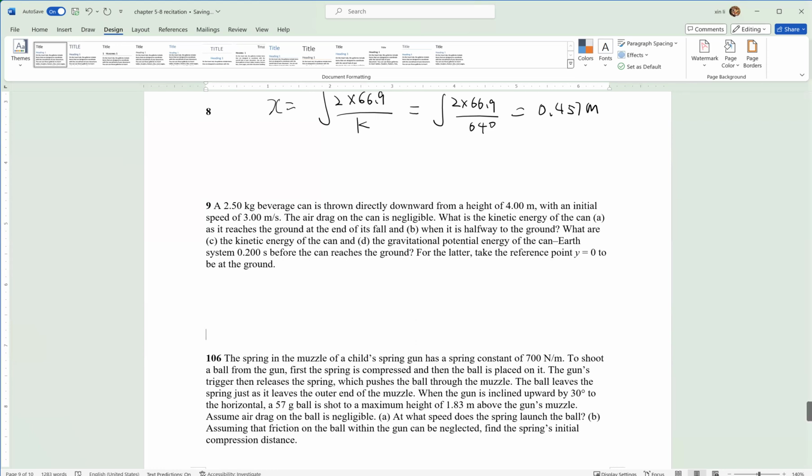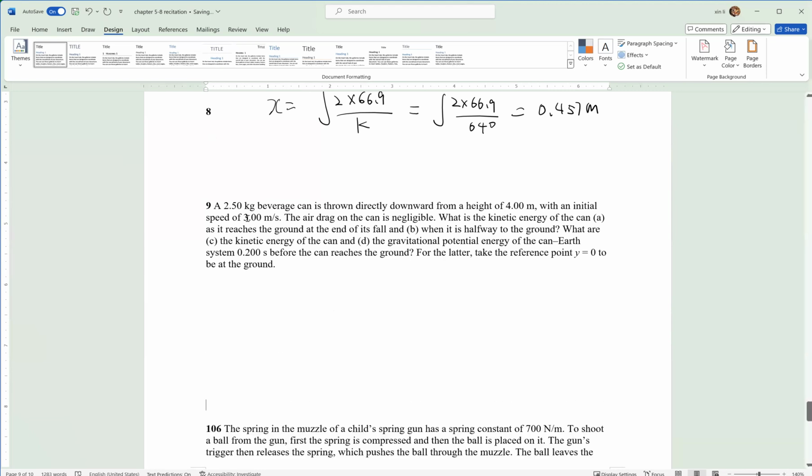Take a look at 89. A 2.5 kilogram beverage can is thrown directly upward from a height of 4 meters with an initial speed of 3 meters per second. The air drag can be negligible. What is the kinetic energy of the can as it reaches the ground at the end of its fall? You have to use conservation of energy. And B, when it was halfway to the ground.